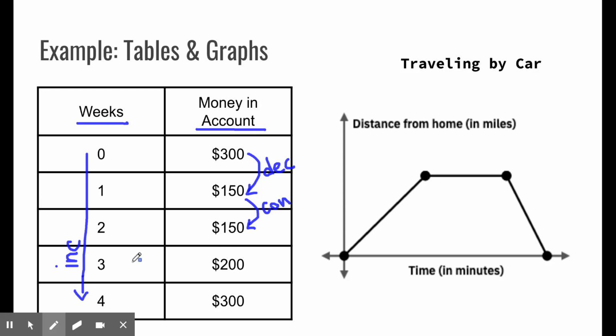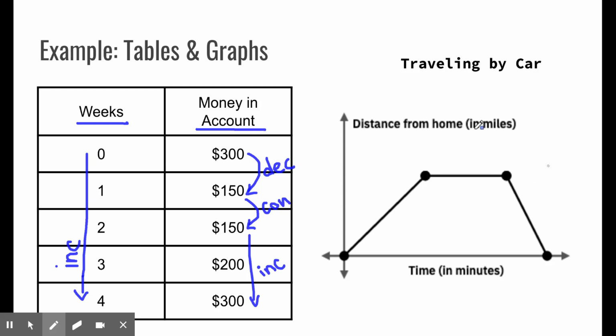And then from weeks 2 to 3 and 3 to 4, it goes from 150 to 200, and then from 200 to 300. That whole time, it's increasing. So if we wanted to relate the information in this table, we would say that as the weeks increased, the money in the account decreased, stayed constant, and then increased. Again, it was decreasing from week 0 to week 1, constant between weeks 1 and 2, and then increasing from week 2 to week 4.